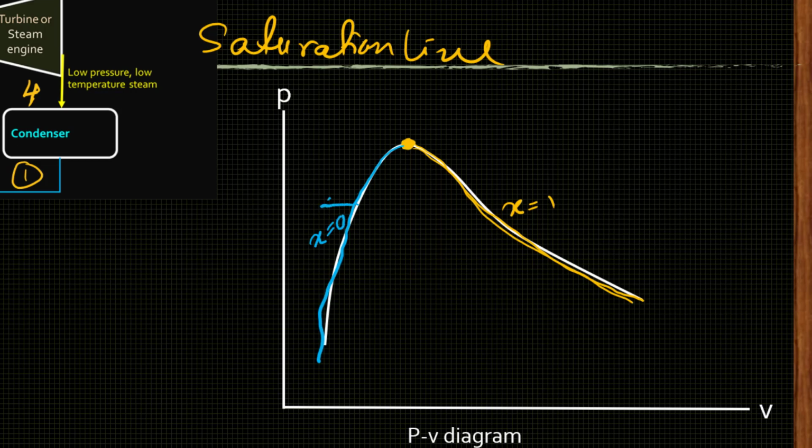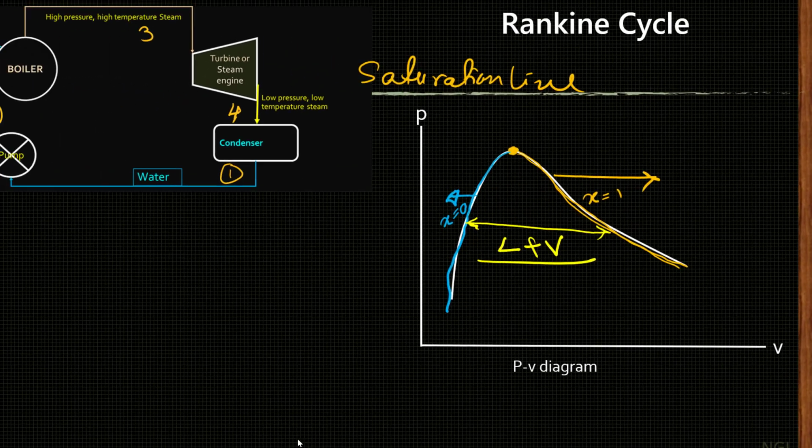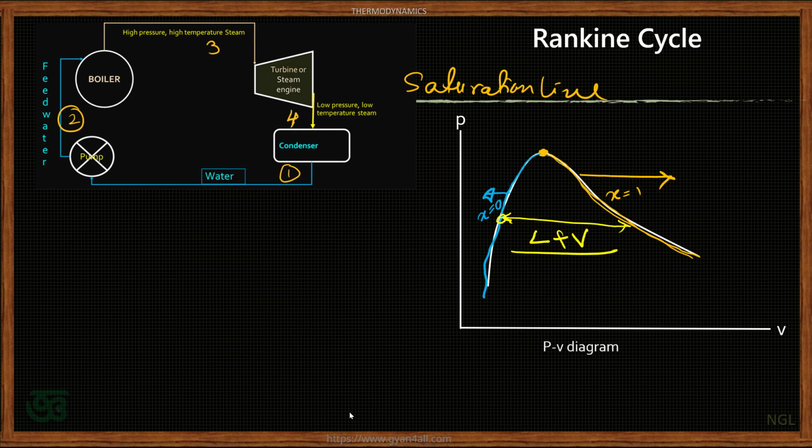Towards the left side of the saturation line, this is the subcooled region, and towards the right side of the dry saturated line, this is the region for superheated steam. And this region between these two lines is the region for liquid and vapor. So the left side represents 100% water at saturation temperature, and the right side line represents 100% steam, that means dry steam with no water particles in suspension.